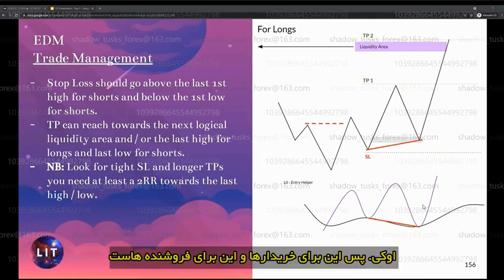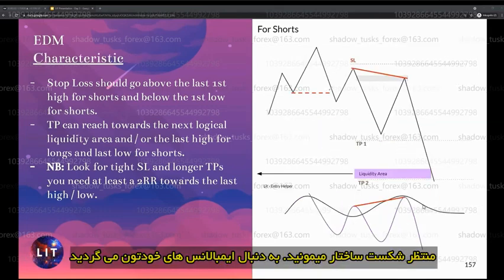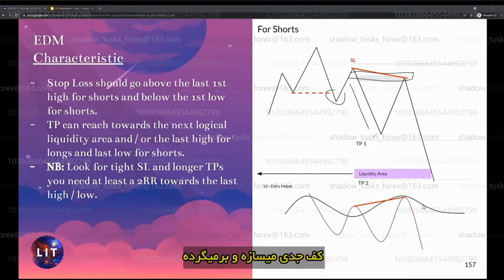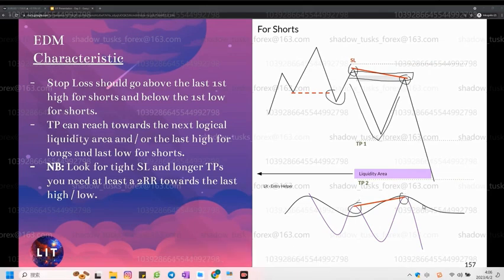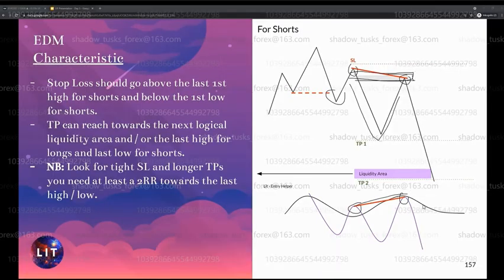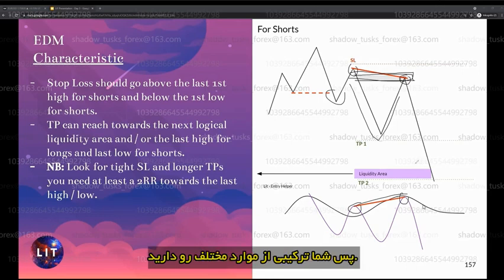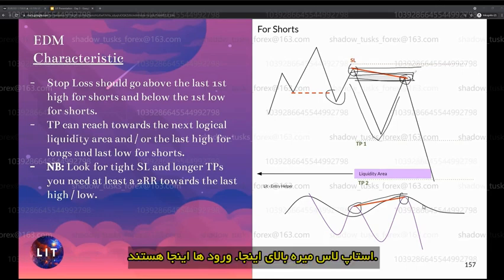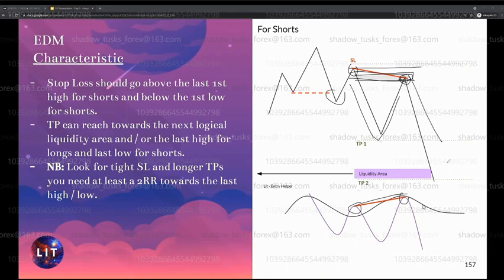Okay, so that's for the longs. And that's for the shorts. You're waiting for a break of structure, looking for your imbalances. It makes a new low, comes back. This point is higher than this one. This one is lower than this one. Creates the EDM, but then you need the mitigation. You have your mitigation, so you have a combination of things. Confluences stack up on each other. Stop loss goes above here. Entry is here. Trading the continuation.